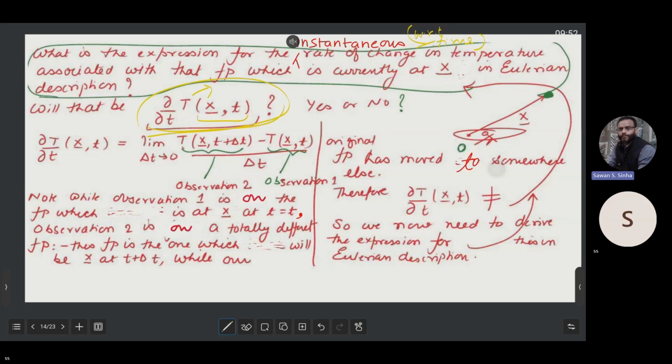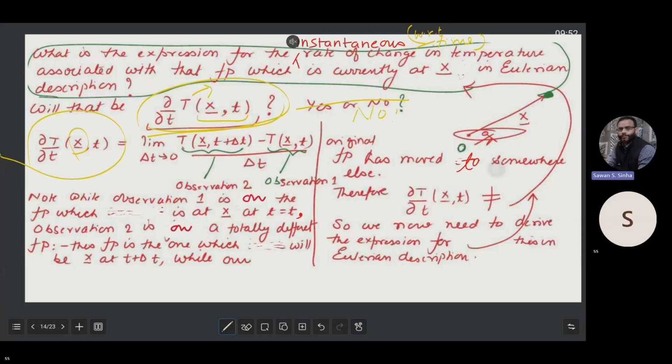That is not the answer to this question. This is incorrect. Why is it incorrect? Let me explain. Mathematically, this means what? You will not change x. If you don't change x, this is what the expression is: the limiting value of T(x, t plus delta t) minus T(x, t), divided by delta t. You have not changed x. What is the problem? Your particle has moved on.